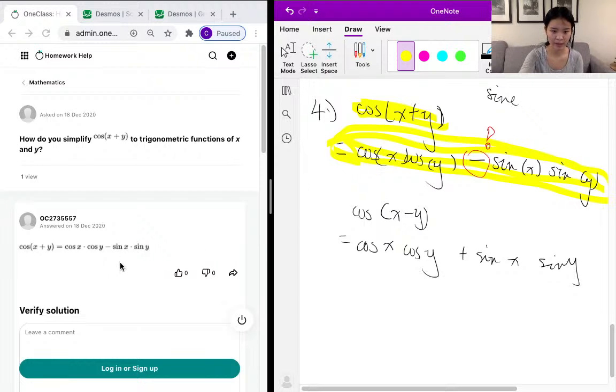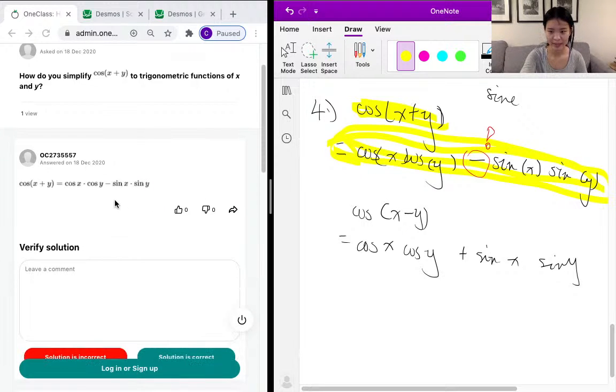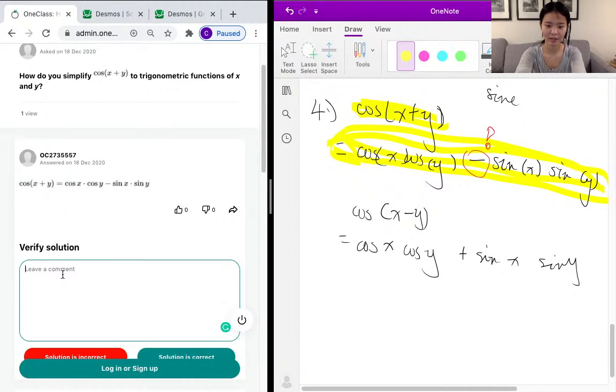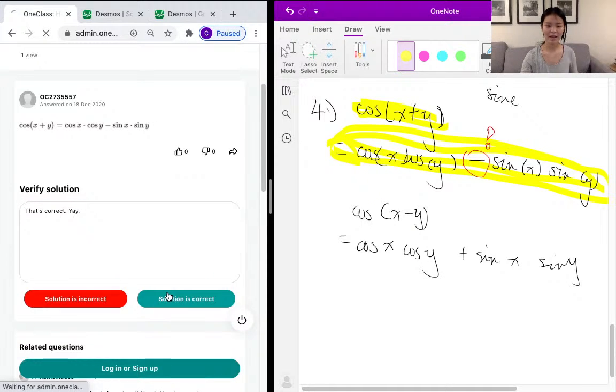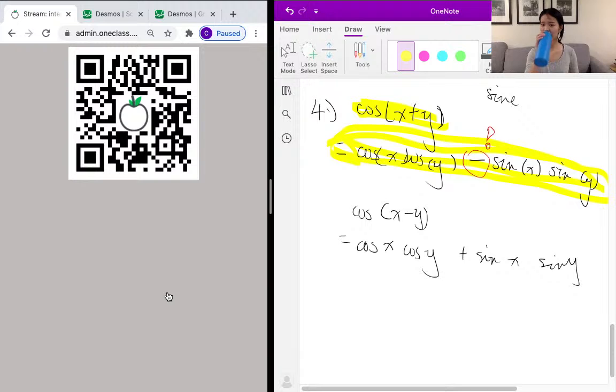Now, let's look at the sample solution. Oh, our sample solution here is perfect, it's correct. It would probably be easier if they just mentioned the sum and difference identity, but that is fine. So let's say that that's correct. Yay. Cool. Nice. Now let's move on to our next problem.